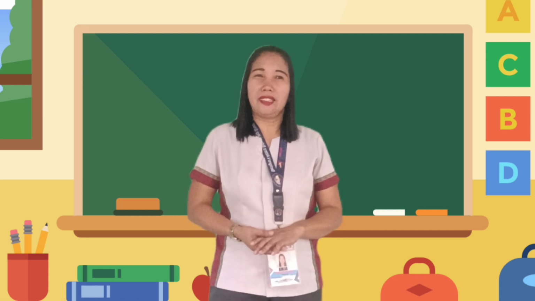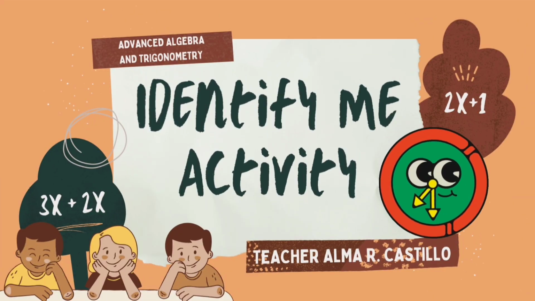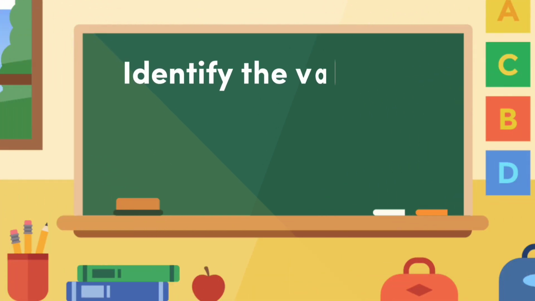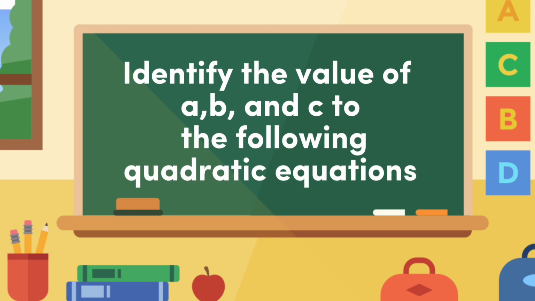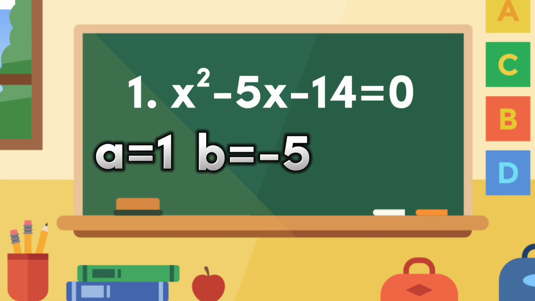Before we discuss further, let's have first this Identify Me activity. Identify the value of A, B, and C to the following quadratic equations. Number 1. X squared minus 5x minus 14 is equal to 0. The value of A is equal to 1. B is equal to negative 5. And C is equal to negative 14.